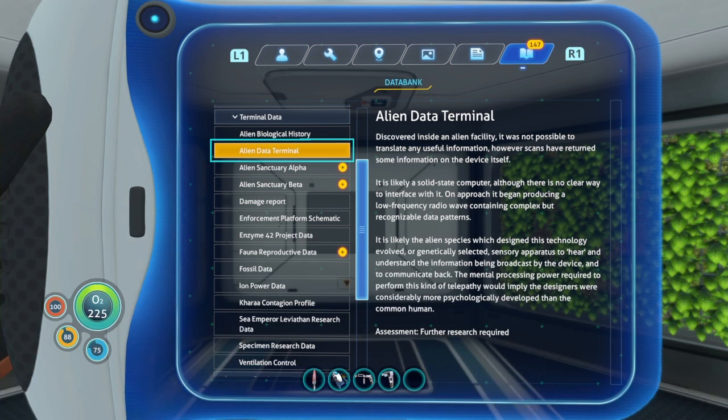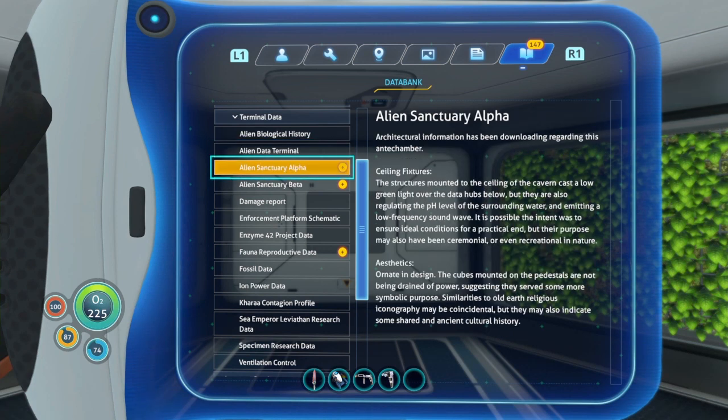Assessment. Further research required. Now, if I'm not mistaken, this one you get from the Quarantine Enforcer unit. The Quarantine Enforcement unit? One of those two. Basically on the island, just northeast. Yes, northeast. Or is it north? One of those two. Northeast. Somewhere close there. Anywho, moving along. Alien Sanctuary Alpha.